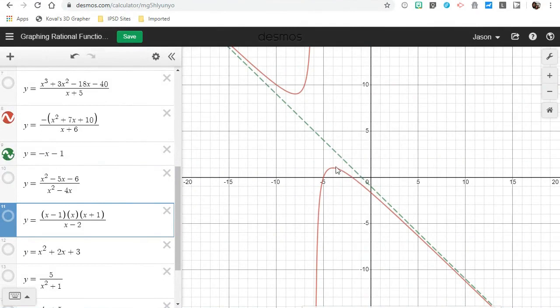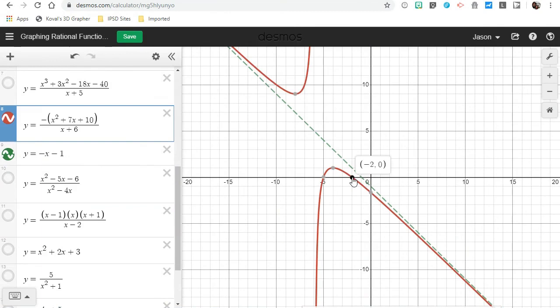So the function crosses the x-axis at negative 2 and negative 5, goes down toward negative infinity for the function as x approaches negative 6 from the right, and as x approaches negative 6 from the left, it goes toward positive infinity, the function does, and then it appears to model this y equals negative x minus 1 very closely.